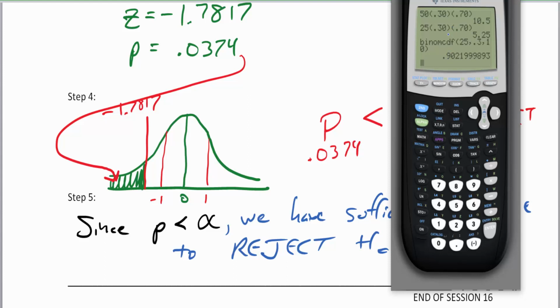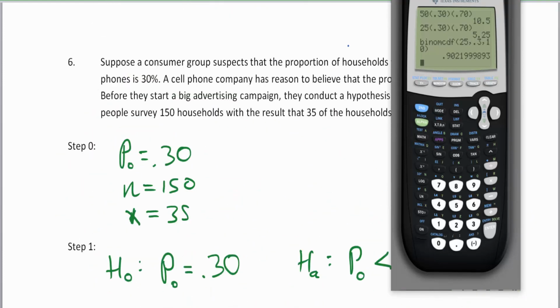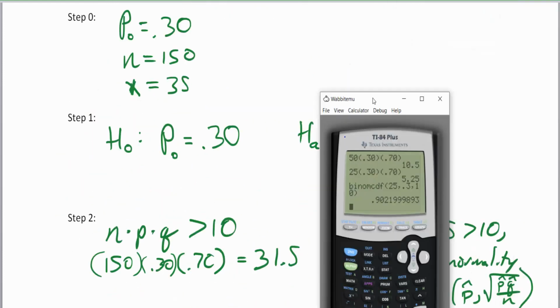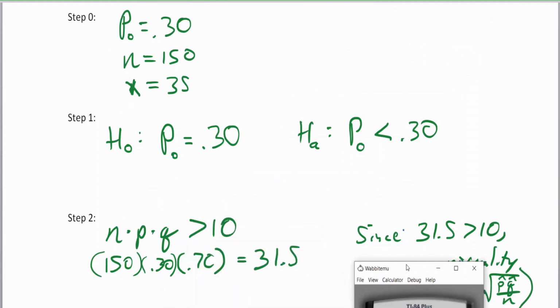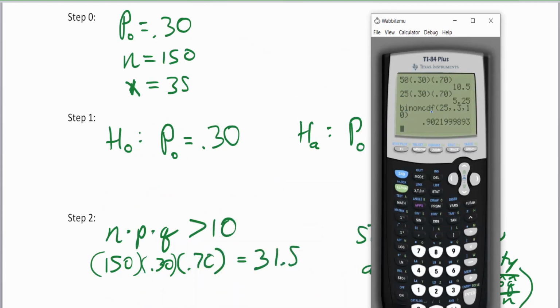So this is what happens. This is your bonus cut. This is what happens when you do step 2 of this problem and you get a situation where it's not greater than 10. You can't assume normality. You've got to use a binomial distribution, and the binomial CDF takes care of that for us.